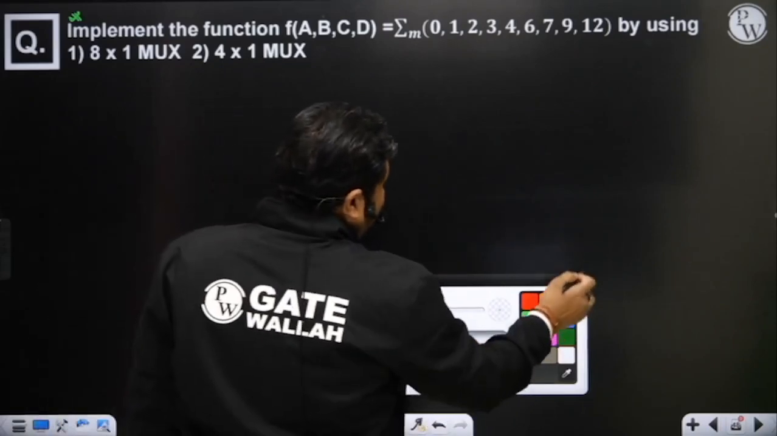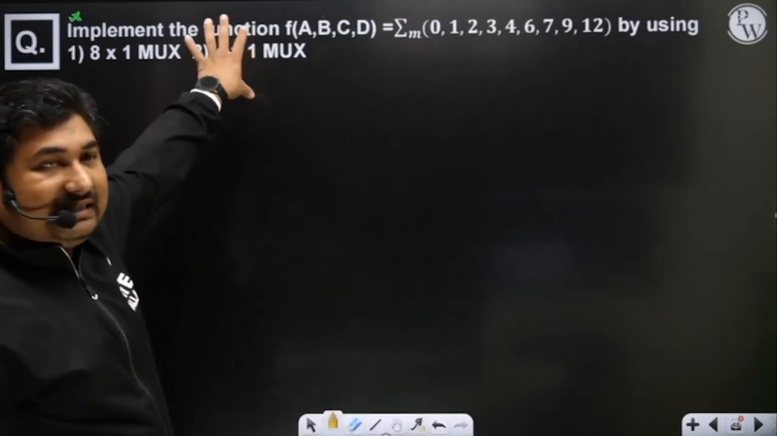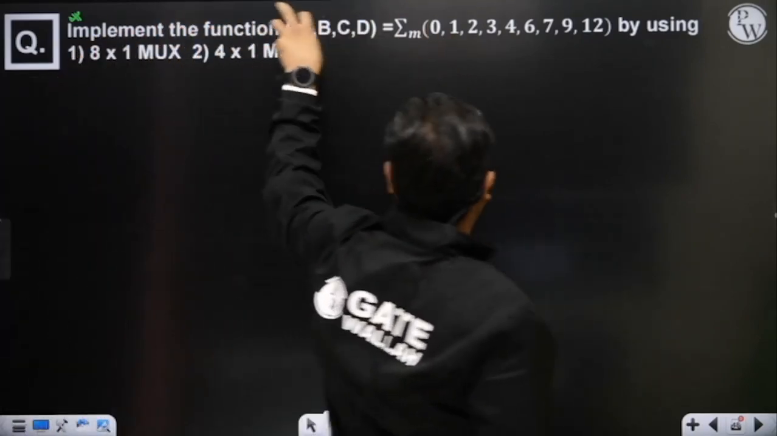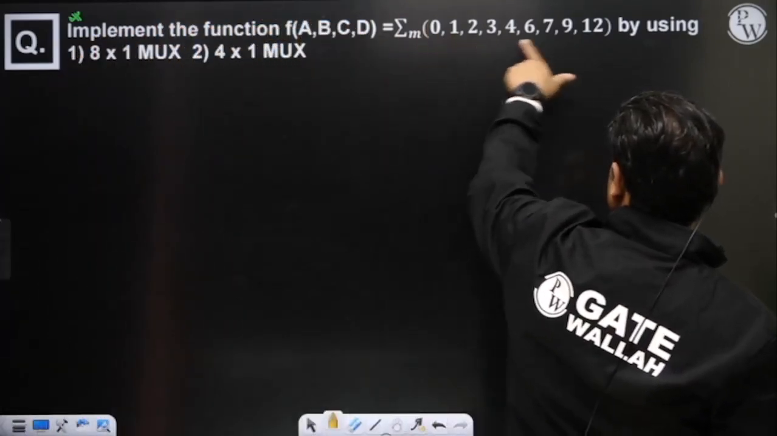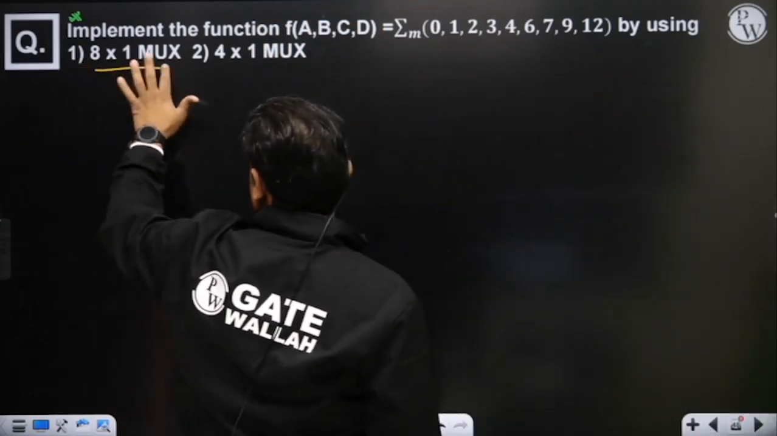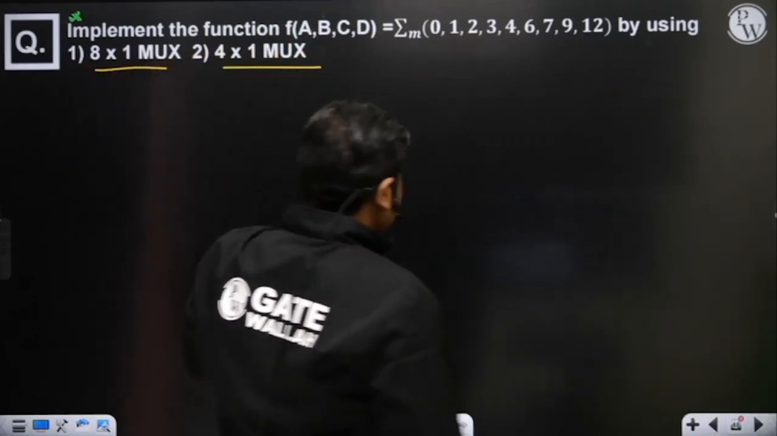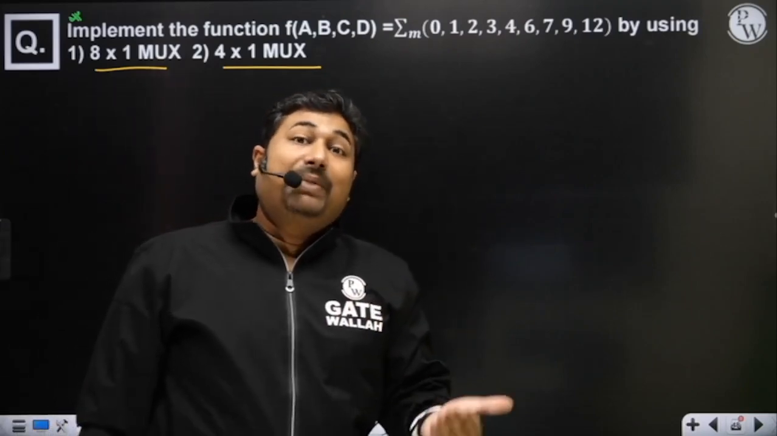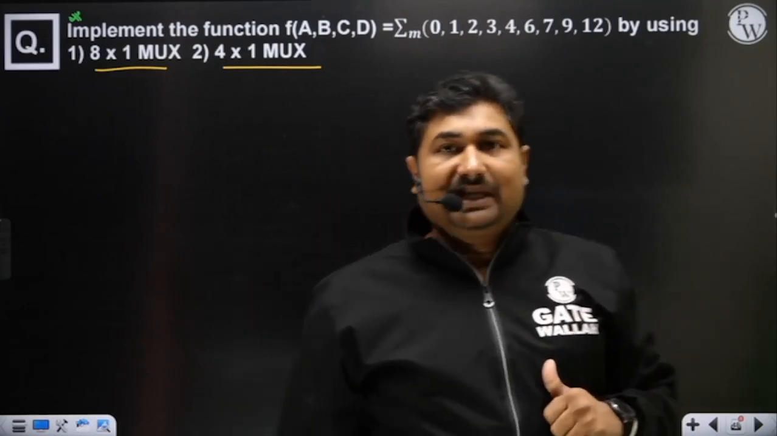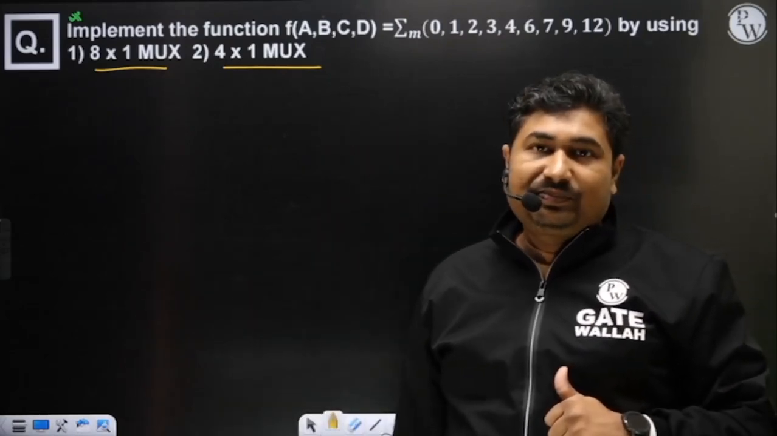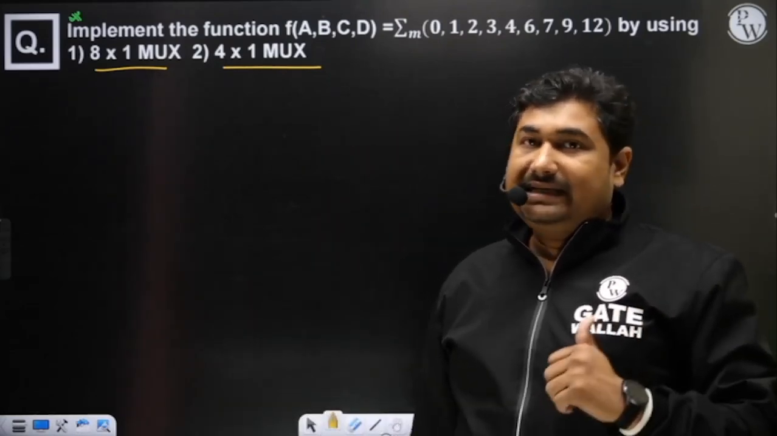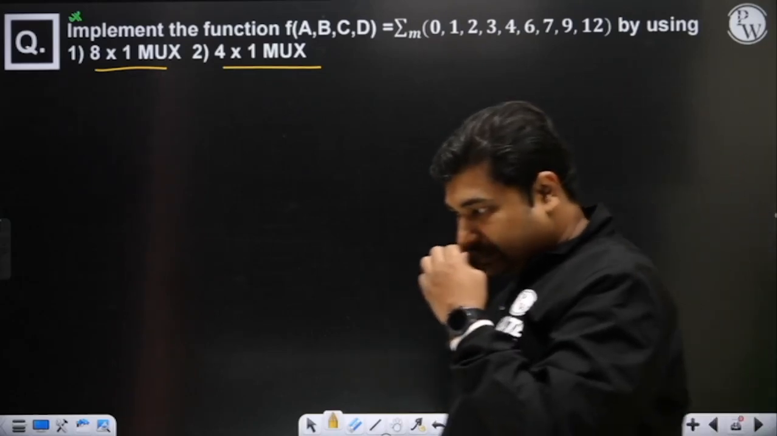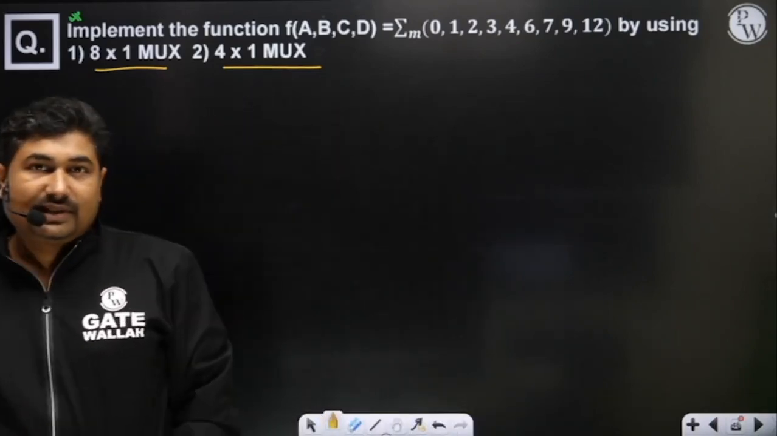Okay, now please see. This was asked in the IAS, Indian Administrative Services. Implement the function f of A, B, C, D, this one, by using an 8 cross 1 mux and a 4 cross 1 mux. Then select the better size of the multiplexer in order to implement this function. Is it okay? Yes, sir.